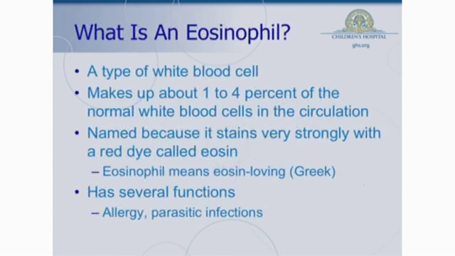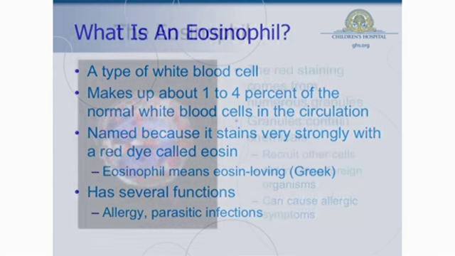A good place to start is just talking about the eosinophil as a whole, and really what is it? Well, it's a type of white blood cell, and it makes up, in normal circumstances, somewhere between 1% and 4% of the white blood cells that are in the regular blood circulation. It's named an eosinophil because it stains very strongly with a dye called eosin, and in Greek, phil means loving, so eosinophil means an eosin-loving cell. It has several functions, some that are fairly well defined, some that we are still working on our understanding of, but the two main areas where we recognize that it has a role are in allergy and in fighting off parasitic infections.